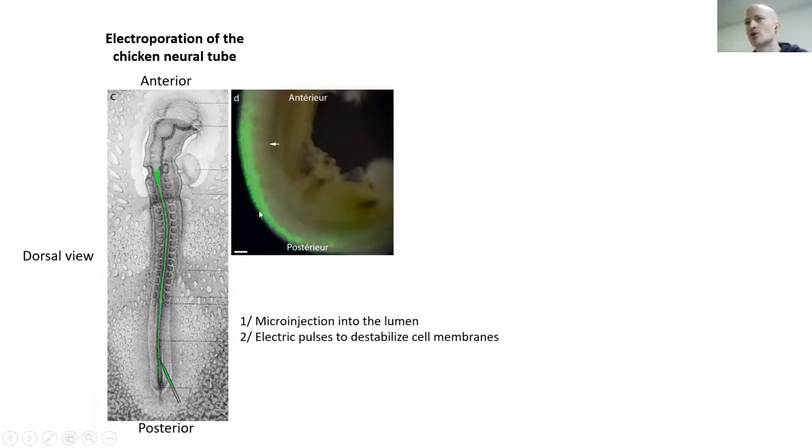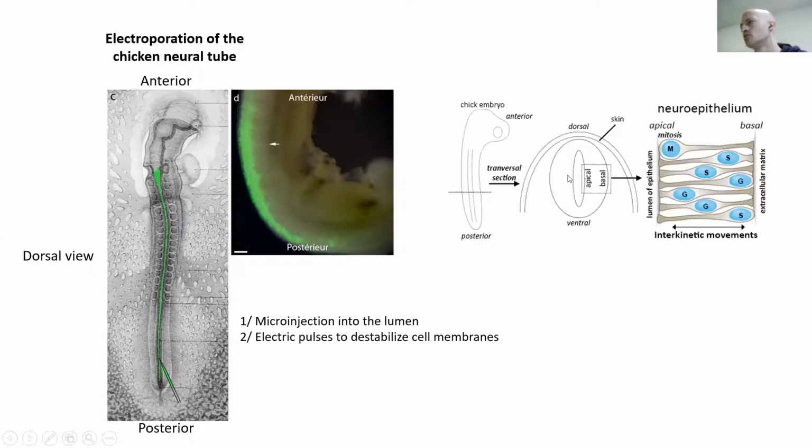And here on the right you have a picture of a chicken embryo the day after this injection. So you micro-inject in the lumen, and then you apply small electric pulses to destabilize the cell membrane so that the cells will take up whatever you injected in that lumen. Then you can do some histology and analyze the architecture of the tissue. This neuroepithelium is what we call a pseudostratified epithelium, with very elongated cells as represented here, and the nuclei are moving along these elongated cells between the apical pole and the basal pole. It's a very dense tissue.